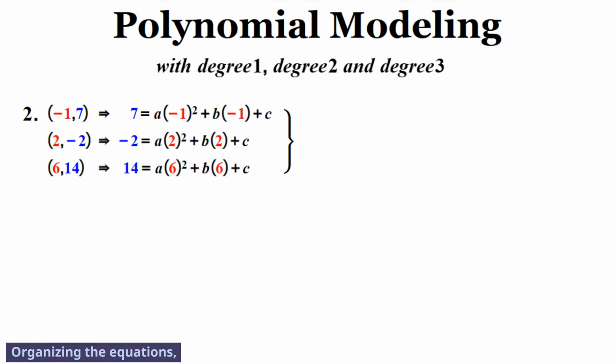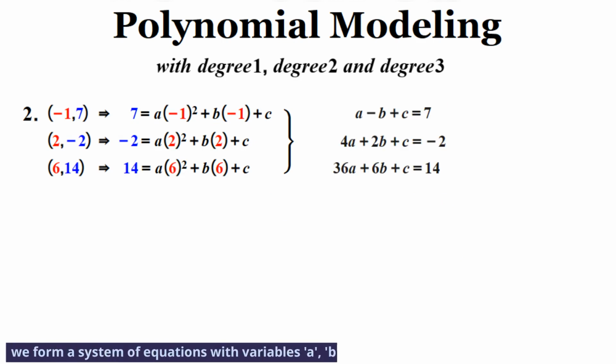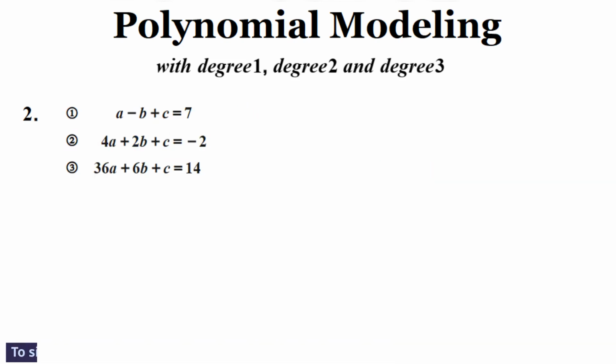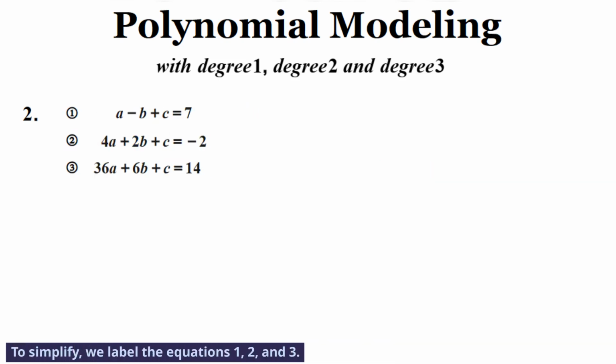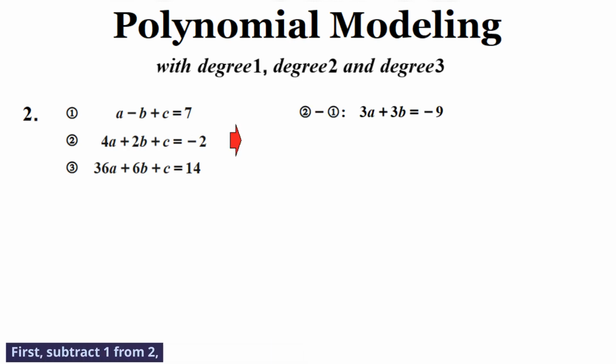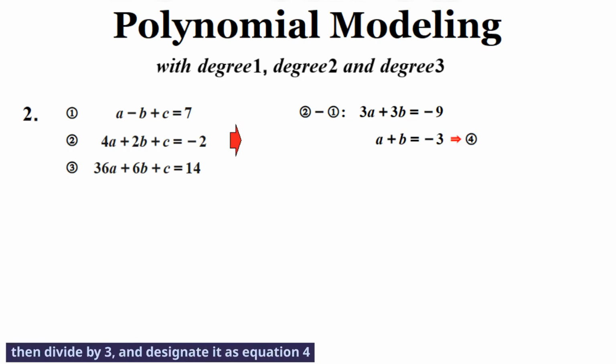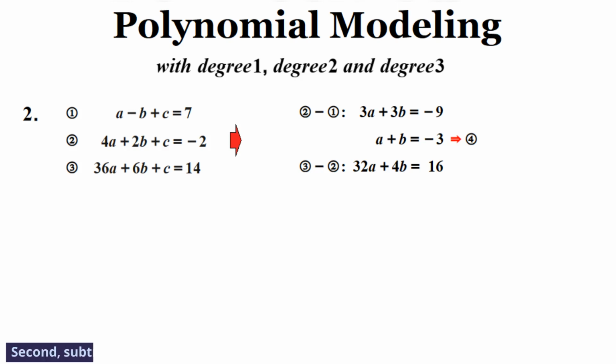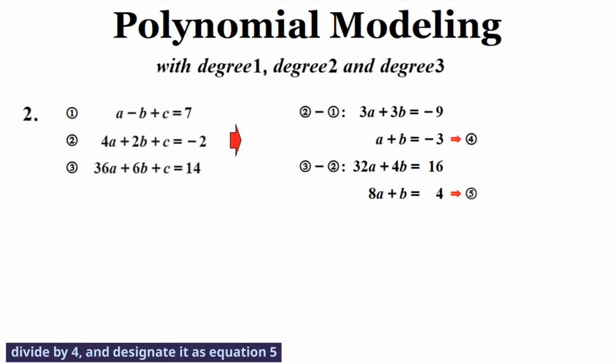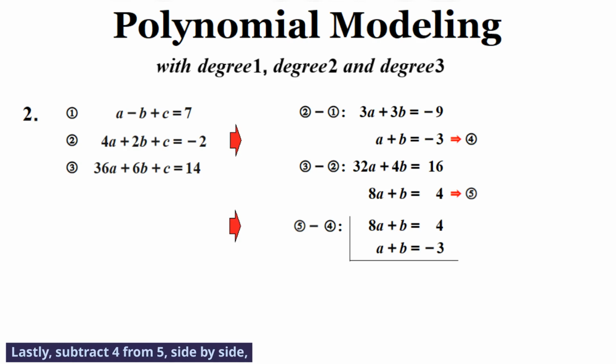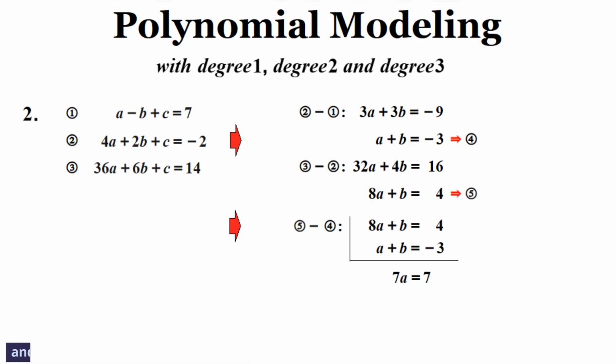Organizing the equations, we form a system of equations with variables a, b, and c. To simplify, we label the equations 1, 2, and 3. First, subtract 1 from 2. Then divide by 3, and designate it as equation 4. Second, subtract 2 from 3. Divide by 4, and designate it as equation 5. Lastly, subtract 4 from 5, side by side, and solve for a.